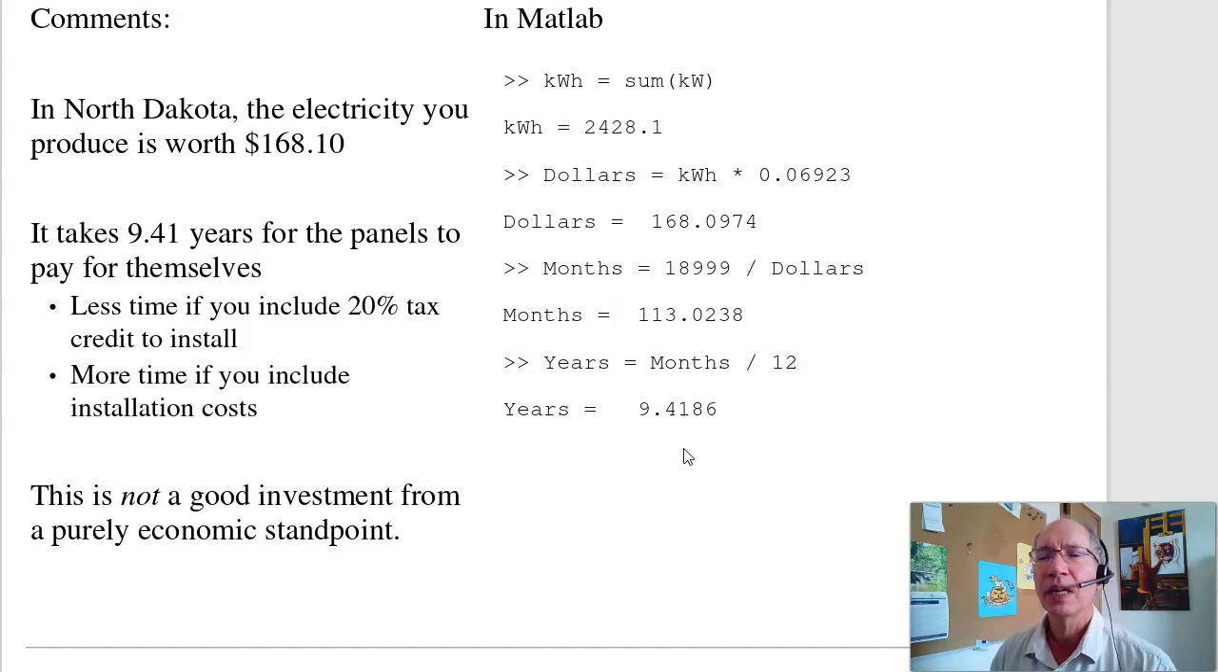So again, that number's a little bit off. It doesn't take into account the 20% tax credit you get to install. It doesn't take into account the installation cost. It doesn't take into account that if you watch the solar production, you could do the laundry when the sun's out, and use more than half the energy you produce. Kind of a ballpark guess. But as a ballpark guess, this says that this is not a good investment from a purely economic standpoint over in Fargo, North Dakota.